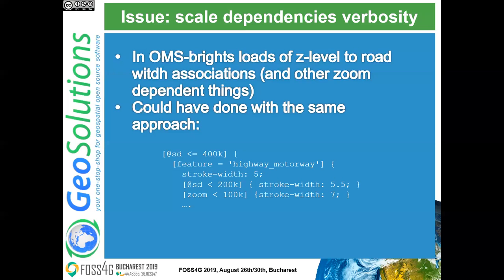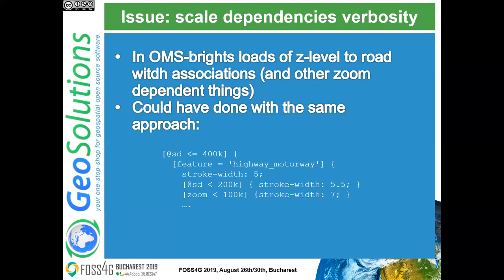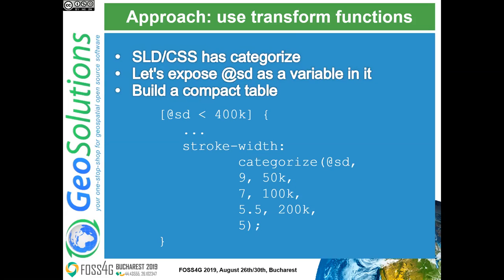Another thing that was annoying was that in OSM Bright, there are a lot of Z-level dependencies. Let me show you again this style. So if zoom level is greater than 13, then use this line width. If it's greater than 15, then use another line width, and so on and so on and so on, repeating all these conditions and widths, which makes the style quite a bit verbose. We could have done the same and said, oh yeah, if the scale denominator is less than 200k, use that. If the scale denominator is less than 100k, use another, and so on. But it was too verbose. So we ended up using the categorize function instead. Categorize is a function that has been introduced in SLD 1.1 by OGC. And it's just a little way to set up a table. So you say categorize based on this variable, in this case @sd, that is the current scale denominator of the map being requested.